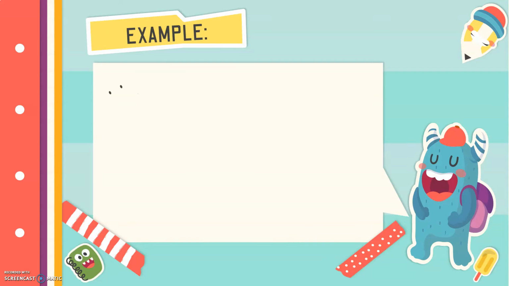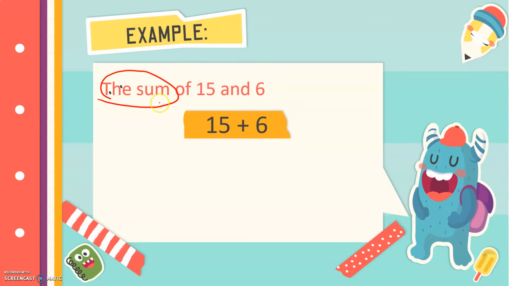Now let's have some examples. Let's try to translate this phrase, the sum of 15 and 6, into symbols. Since we have here the word sum, it means the operation that we will use is addition. And what we will add are 15 and 6. Therefore, we have 15 plus 6.